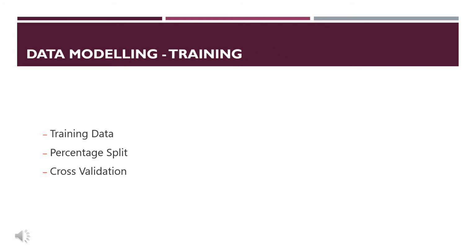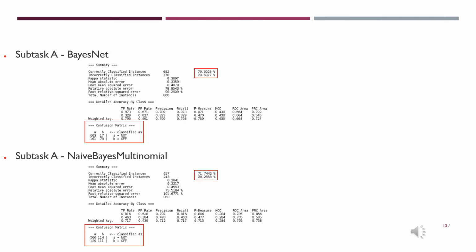We also trained our models using training data, percentage split, and cross-validation to see how it would affect the accuracy for different classifiers. Here are a few outcomes from different classifiers. For subtask A, determining whether a tweet is offensive or not, BayesNet returned an accuracy of 79, while naive Bayes multinomial returned 71, which shows that BayesNet was more ideal.